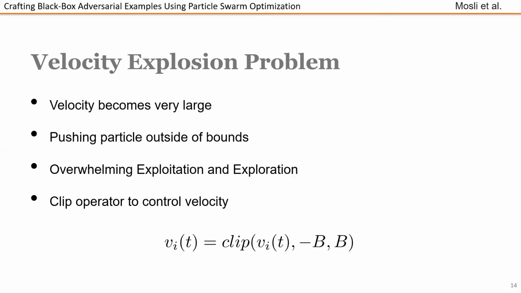To fix this issue, we clip the velocity right before adding it to the particle position. This ensures that even if the velocity is large, the exploration and exploitation terms can overcome it and move the particles accordingly.